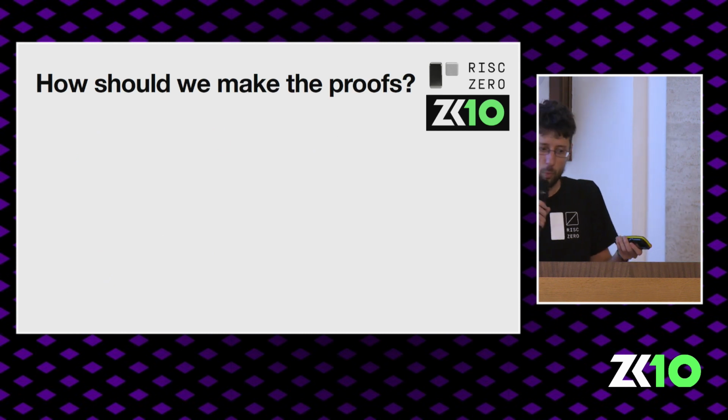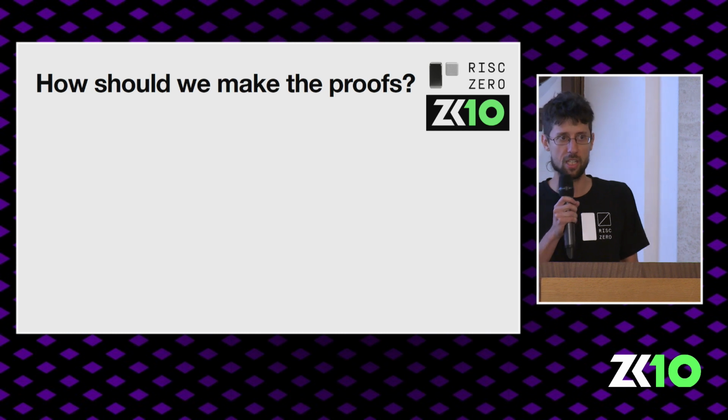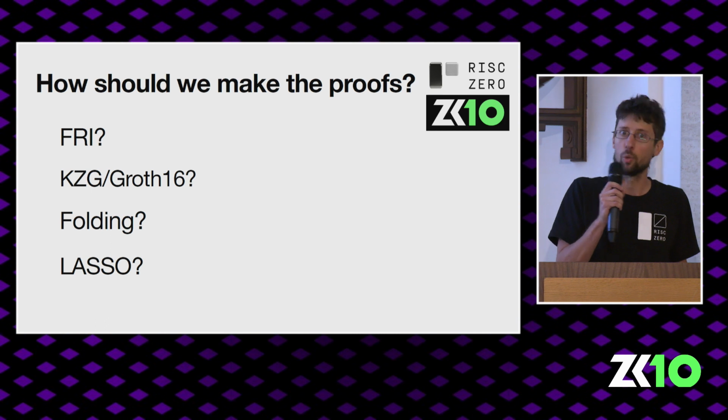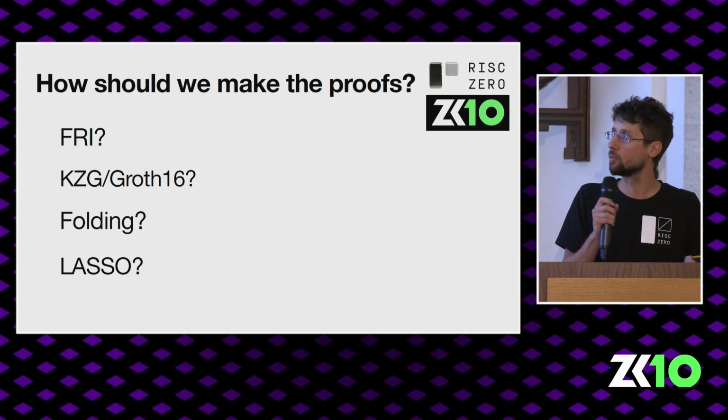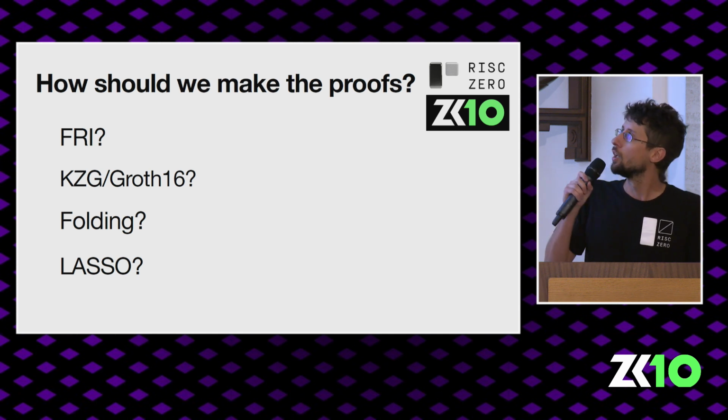At this point, we can get into the main question: we want to make proofs for zkVM executions. How should we make these proofs? Should we use FRI? Should we use Groth16? Should we use some sort of folding-based approach? Should we use some sort of lasso-based approach?